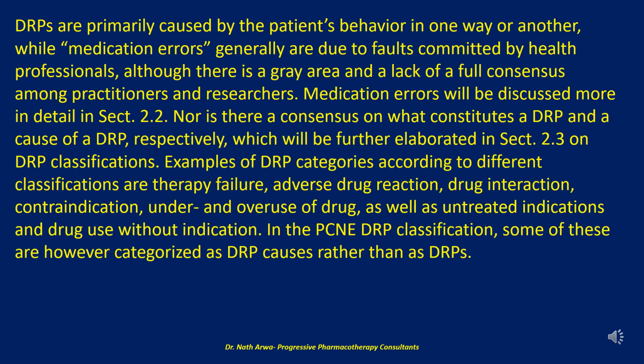Examples of drug-related problem categories according to different classifications are therapy failure, adverse drug reaction, drug interaction, contraindication, under- and overuse of drug, as well as untreated indications and drug use without indication. In the PCNE drug-related problem classification, some of these are however categorized as drug-related problem causes rather than as drug-related problems.